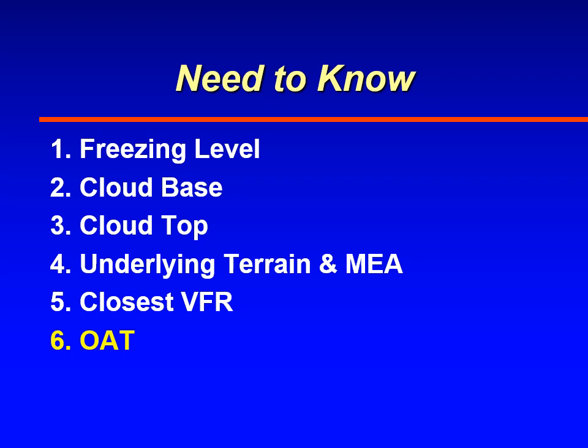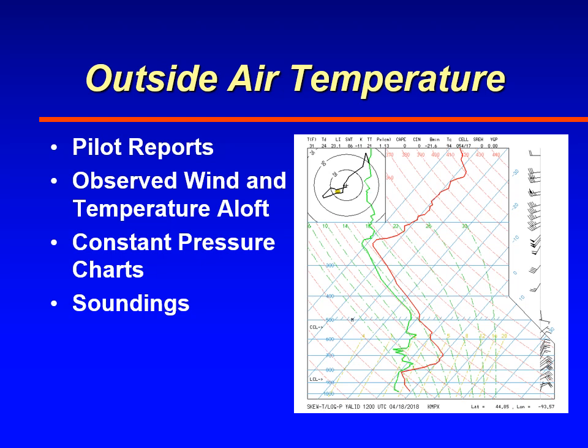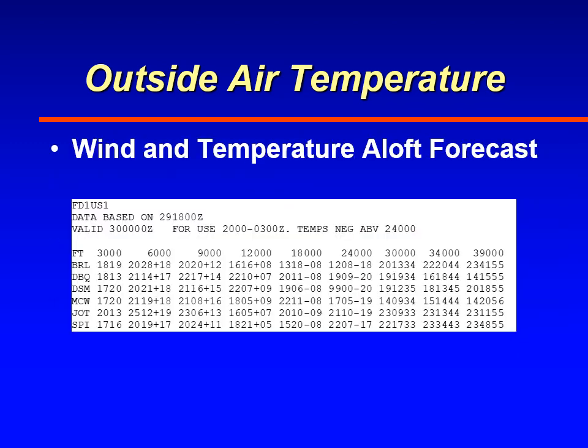The last item on our need to know list is the outside air temperature. And outside air temperature is invaluable for figuring out the type of ice and how close you are to the freezing level. So there are a lot of sources for outside air temperature, and that can be obtained from pilot reports, from the observed winds and temperature aloft, the constant pressure charts, and also atmospheric soundings. As far as forecasts of winds and temperature aloft, you can get that, of course, from the winds and temperature aloft forecast, whether it be in the textual product as you see here, or in a graphical product.